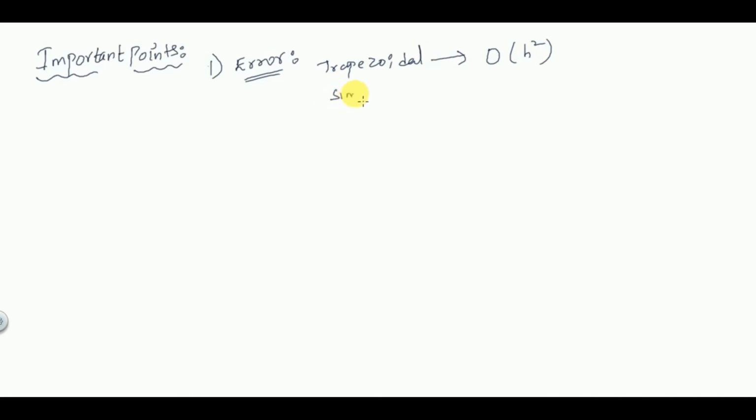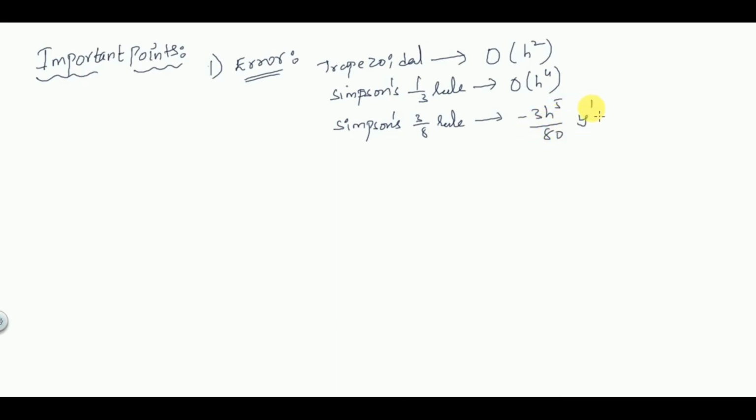Similarly in Simpson's 1/3 rule, it is order of h to the power of 4, and in Simpson's 3 by 8 rule, it is minus 3h to the power of 5 by 80 of order 4. So fourth order differentiation. So this is what you have to remember. So error in trapezoidal rule, order of h square. So these two are asked very frequently. Okay, since they are straight away formulas.